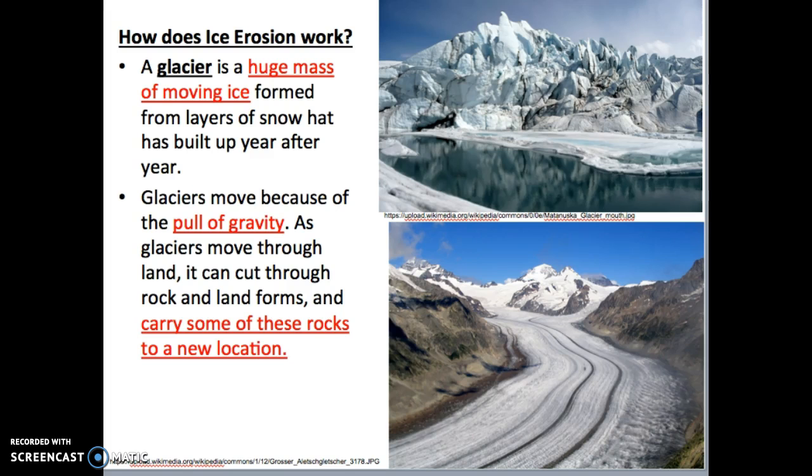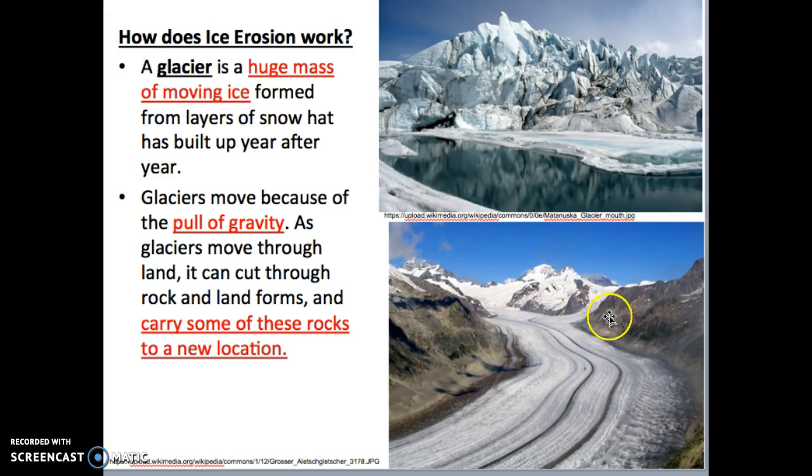Now let's talk about ice erosion. So ice erosion is when big glaciers, a huge mass of moving ice that was formed by layers of snow that built up year after year, will move and carry rocks with them. So glaciers typically move because of gravity. And when they move, sometimes they will pick up small pieces of rock around.